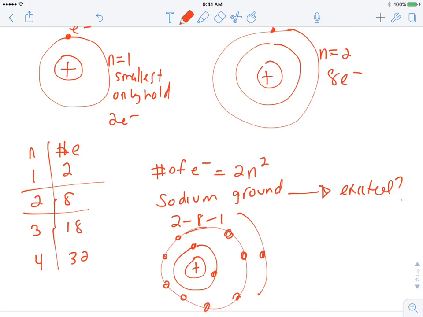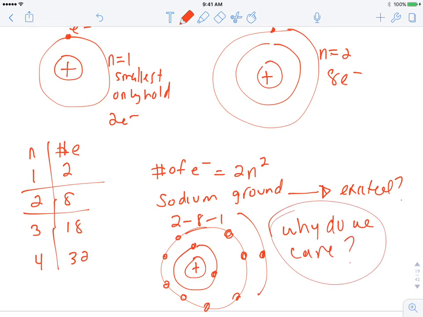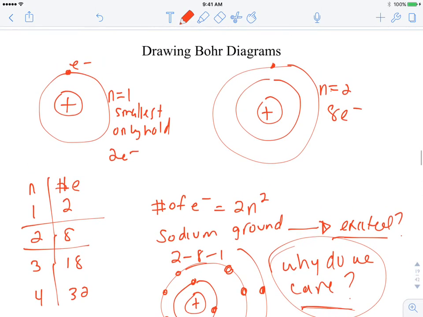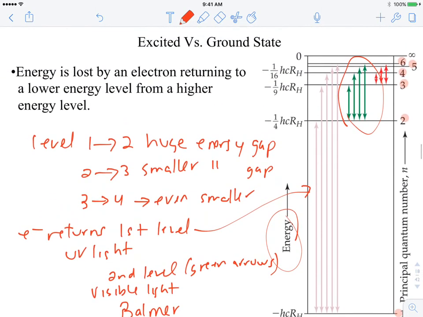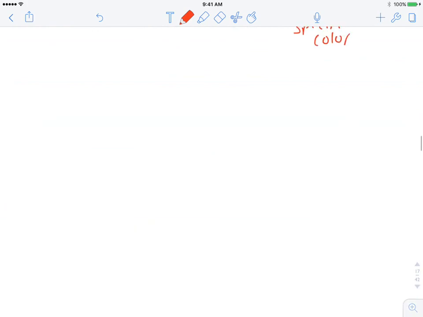Why do we care so much about electron configurations? Why is it so important? Why do we care about this for chemistry? Hopefully we can talk about that too. So draw me an excited state. Think about why we care about this. Go through and make sure you know the Bohr model well.